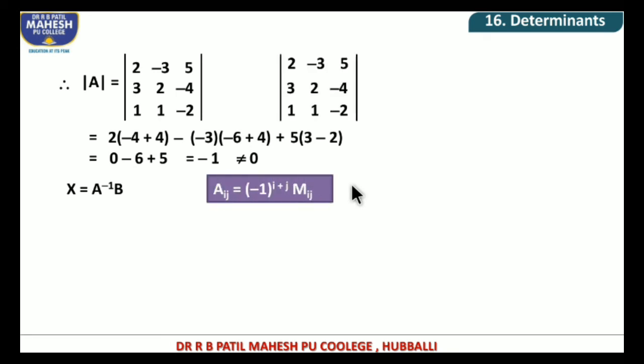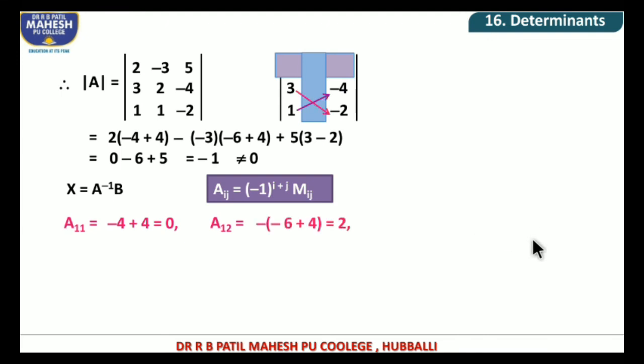Let us consider X is equal to A inverse into B. For that one, we have to find out the cofactors. So, cofactor of first element A11. Here for that one, we have the sign plus. Therefore, it is minus 4 plus 4, which is again 0. For A12, we have the sign minus and eliminate the first row and second column. Next, we have minus 6 and plus 4, that is minus of minus 2, which is equal to plus 2.